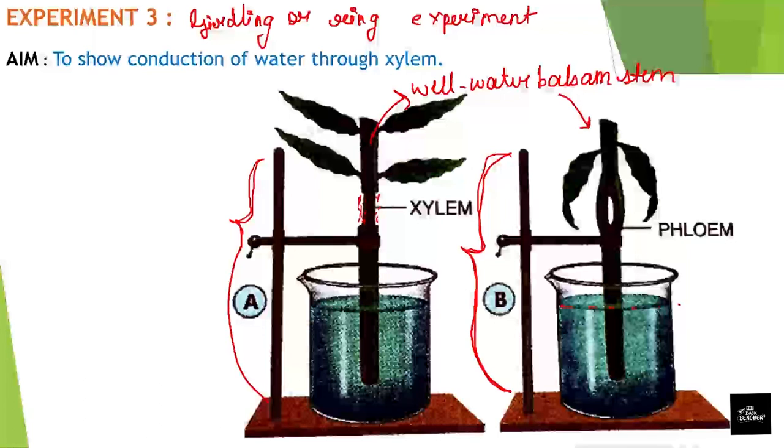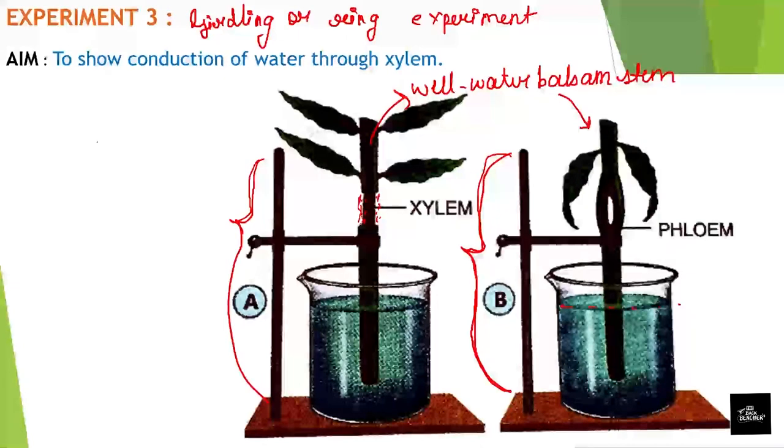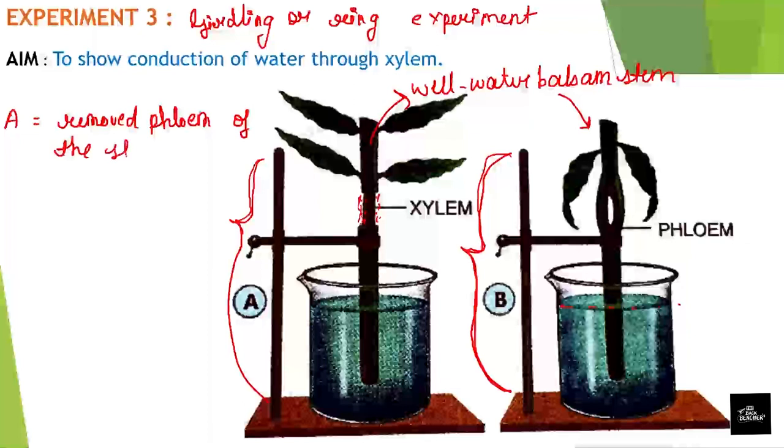So what have we actually removed from the stem? We have removed the xylem of the stem. No, actually I said it wrong. In the first case, in A, we have removed the phloem of the stem. That is why this length has decreased in this area.